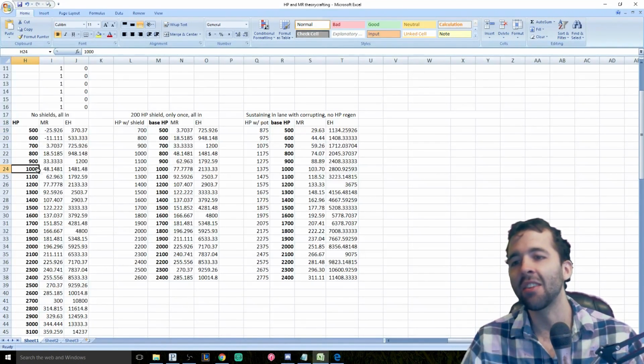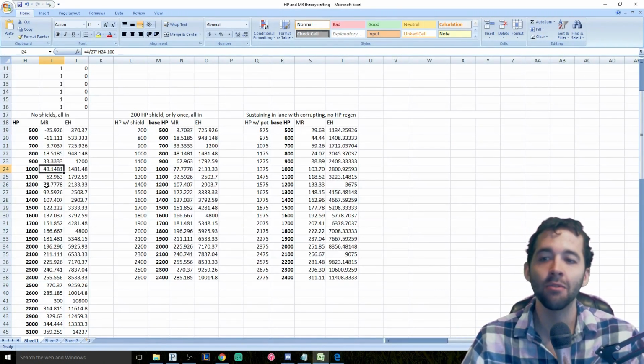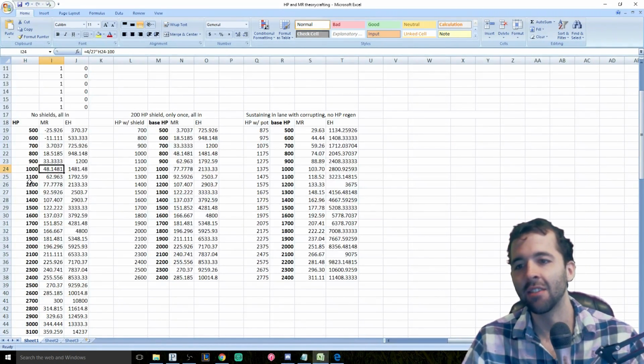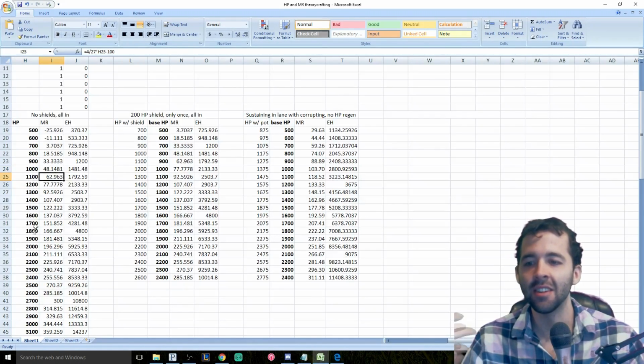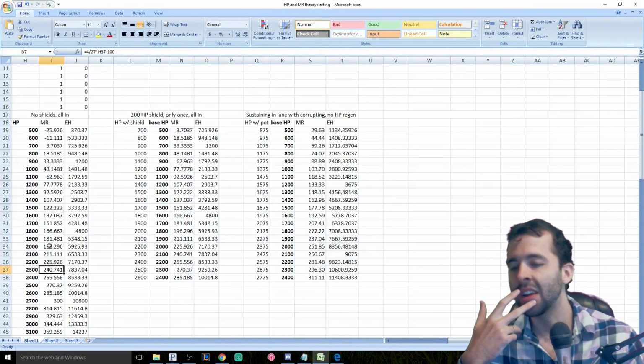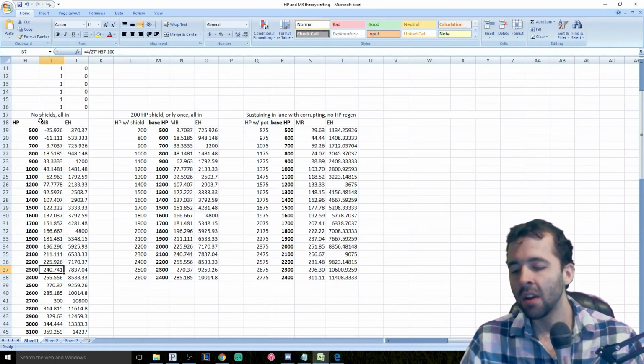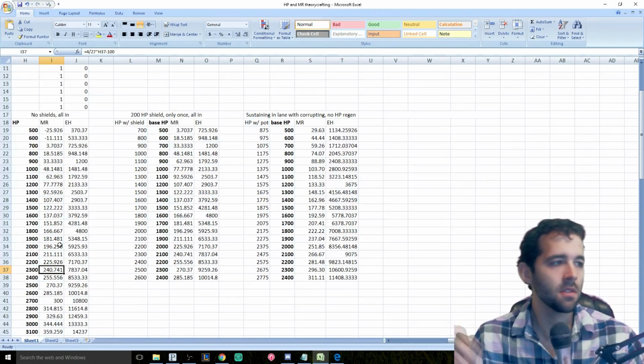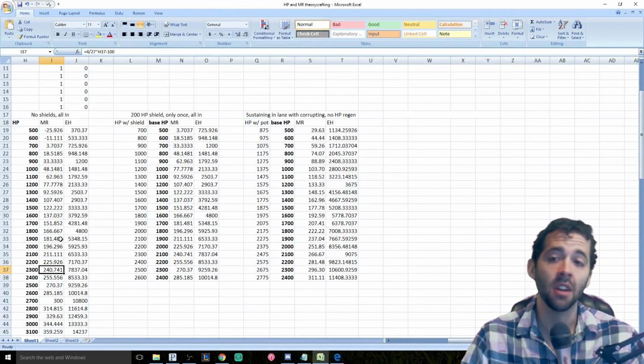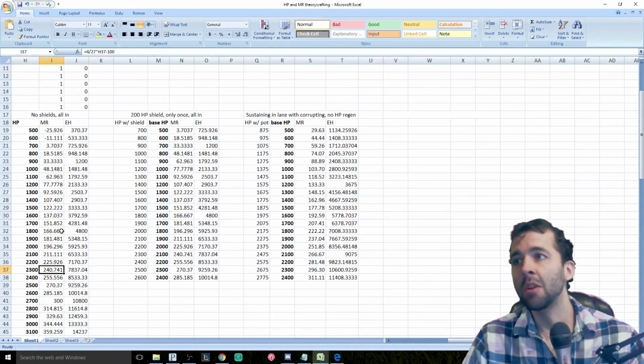And then maybe once you have 1,000 health, you might start wanting to. All right, so when you have 1,000 health, you're going to want 48 MR. About when you have 1,100, you're going to want 62, and so on. So this is a table for a pure burst damage situation, without shields or anything, showing how much MR you want to have the most effective health. So this can come into play a lot of times.